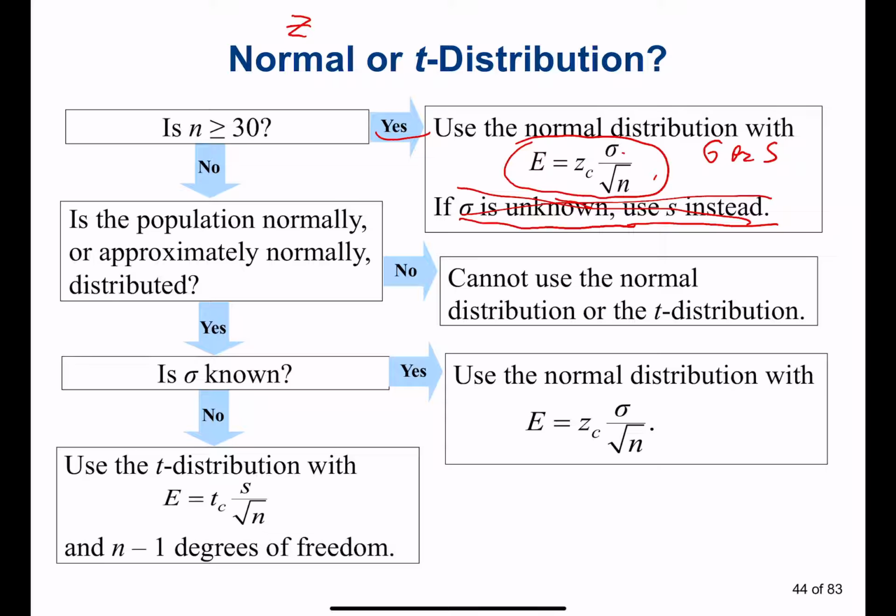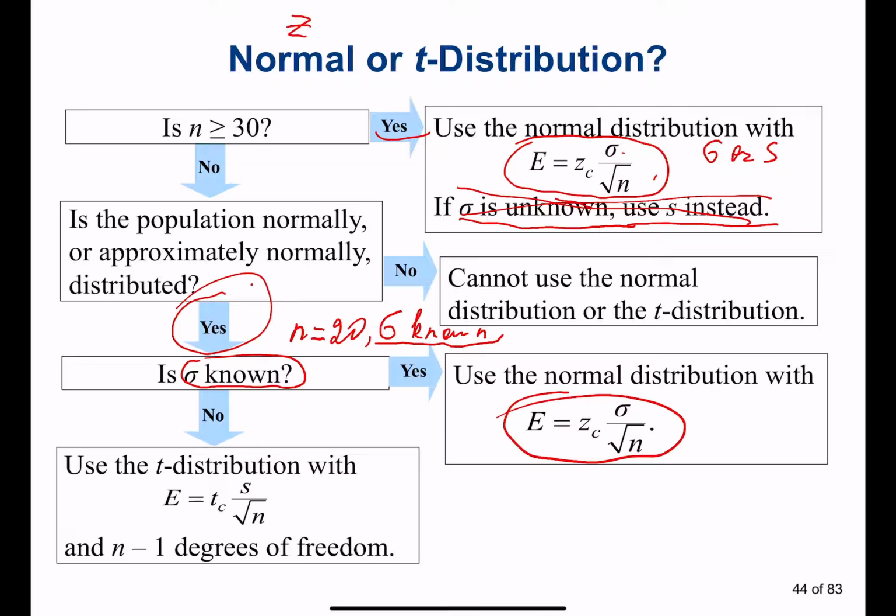you are going to look at whether the population is normally distributed, then you use the t-distribution because it's less than 30. But it can be, let's say, n equal to 20, less than 30, but sigma is known, which is the population standard deviation. If it's less than 30 but the population standard deviation is given, then you still successfully use the z-score calculation for error.